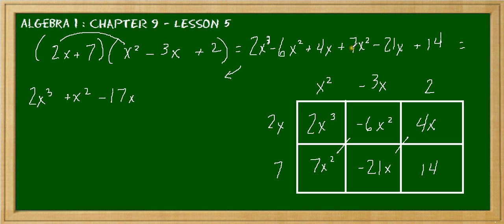And lastly, well, we've done this, we've done that, we've already added that, and we've added that, so we have positive 14. Okay, so now we have our answer as 2x cubed plus x squared minus 17x plus 14. Okay. We have a few more examples here.